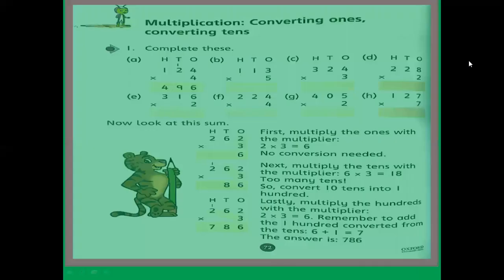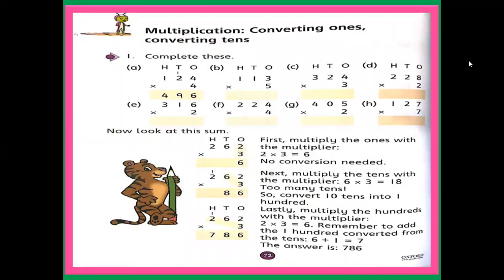From page number 72. So this is page number 72, multiplication, converting ones, converting tens. Okay, so if you have two digits number, then you convert only ones. But if you have three digits number, so sometimes you convert tens into 100. Ones will convert into tens and tens will convert into 100. Okay, boys. So question number 1, complete this.